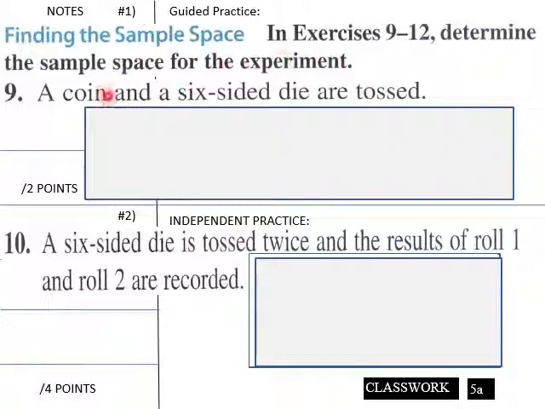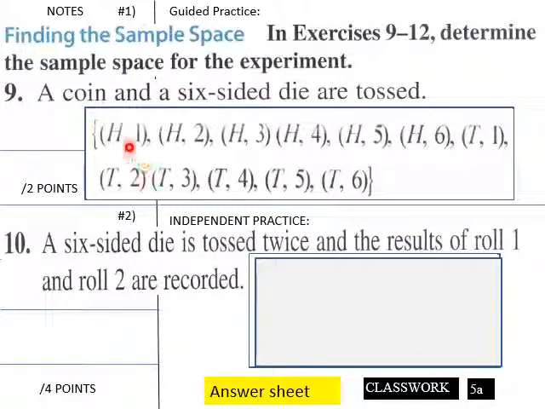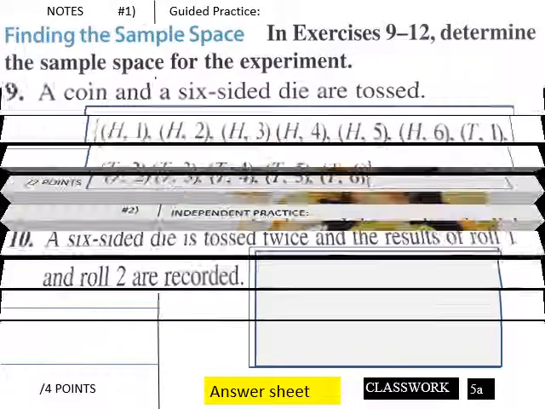Let's see what we got here. Determine the sample space for the experiment. A coin and a 6-sided die are cast. So we have a coin and a 6-sided die. So determine the sample space for this experiment here. Students, this is yours down here. We're going to do this one now, our guided practice. So for a coin, we have H1, H2, H3, H4, H5, H6, and then for a tail situation, T1, T2, T3, T4, T5, T6. So that would be your sample space here for a coin and a 6-sided die.